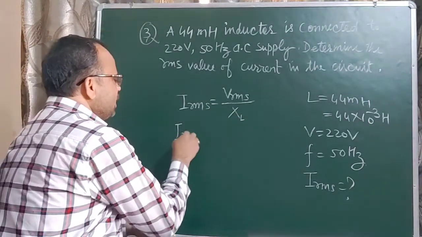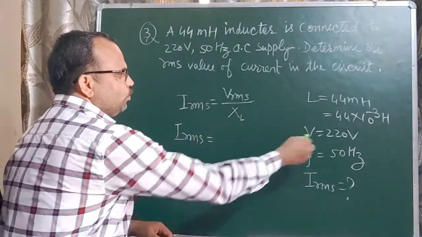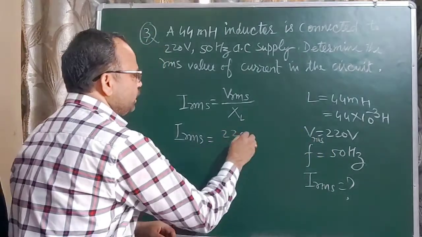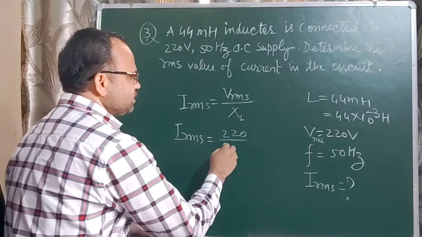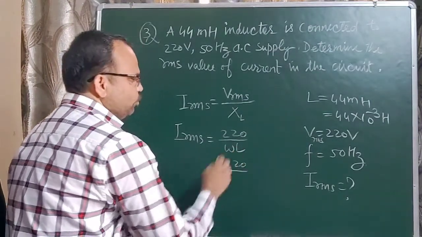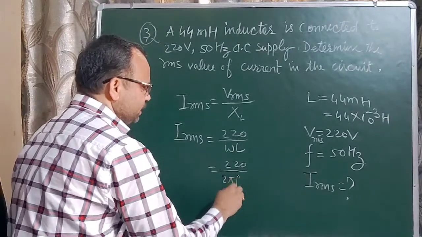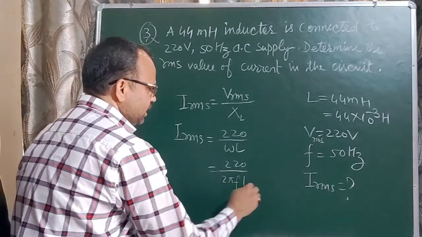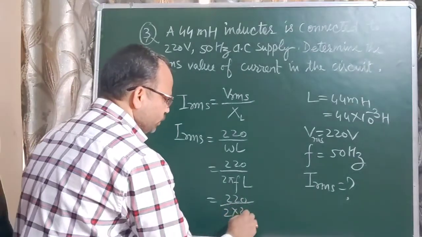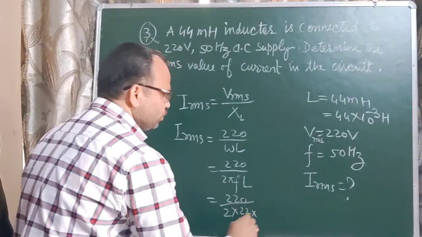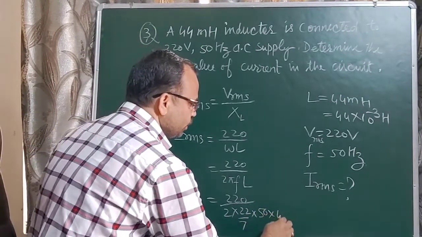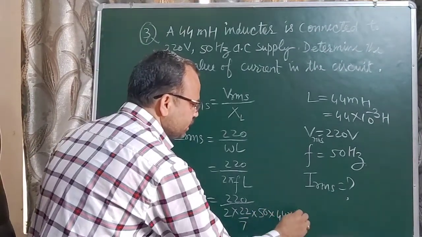So IRMS is equal to VRMS, the RMS value. VRMS is 220 and the formula for XL is omega L. Omega is equal to 2 pi F, where F is the frequency of AC. So 220 over 2 into pi, 22 by 7, into frequency 50, into the value of L, 44 into 10 to the power minus 3.